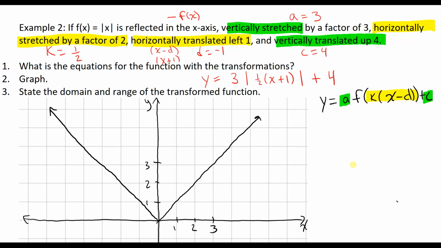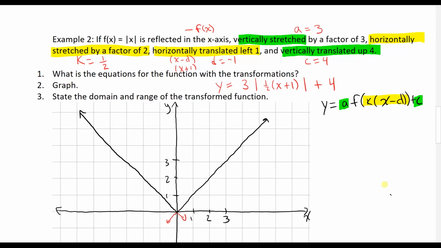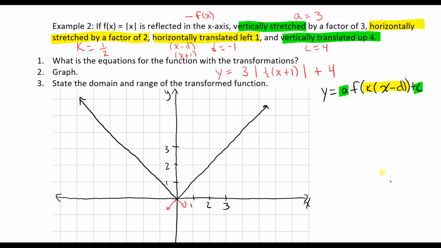Okay, so let's do the stretches and the reflections. So there's a reflection in the x-axis. So it's going to be going downwards. Now I'm going to do things in 2 steps. The reflection is going to make it go downwards, and I'm going to do the vertical stretch at the same time. Okay? Are you guys cool with me doing those 2 steps at the same time? So I'm going to stretch it by a factor of 3 and turn it upside down.